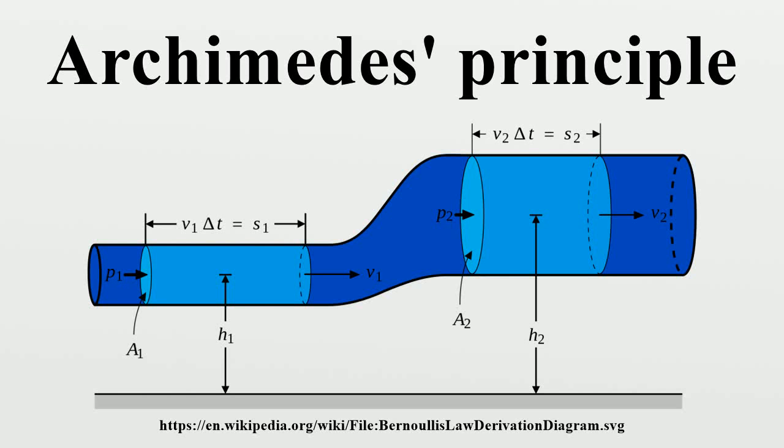Archimedes' principle indicates that the upward buoyant force that is exerted on a body immersed in a fluid, whether fully or partially submerged, is equal to the weight of the fluid that the body displaces. Archimedes' principle is a law of physics fundamental to fluid mechanics. Archimedes of Syracuse formulated this principle, which bears his name.